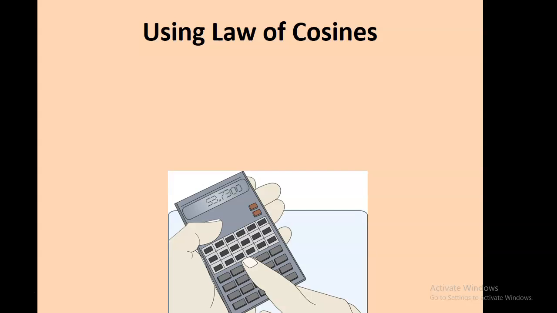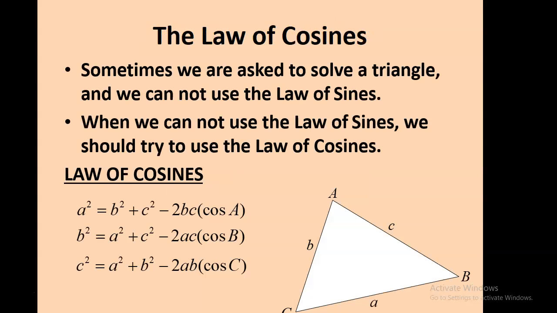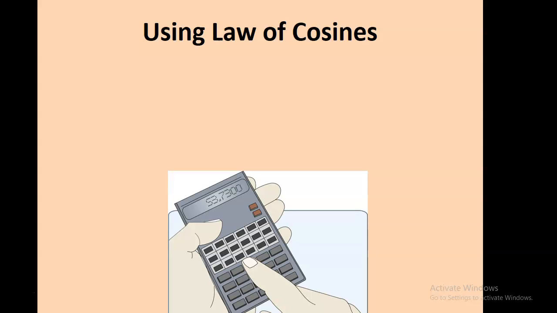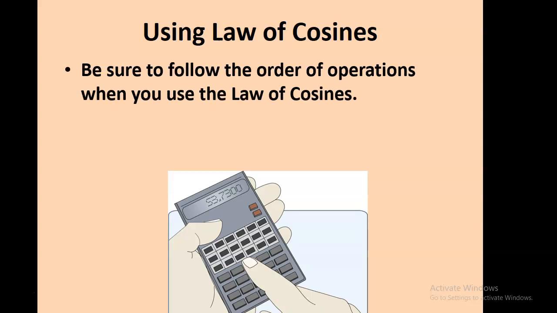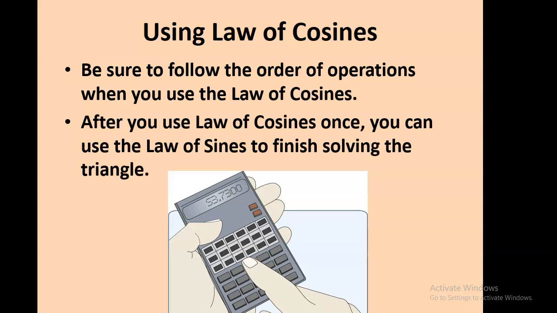So when we use the law of cosines, because that formula is so complicated, you really need to think of the order of operations, and that is typically where a lot of people make mistakes, is they forget the order of operations when they're solving the equation out and they're piecing things together. So make sure you're following that when you use the law of cosines.